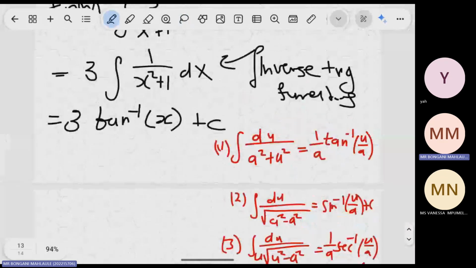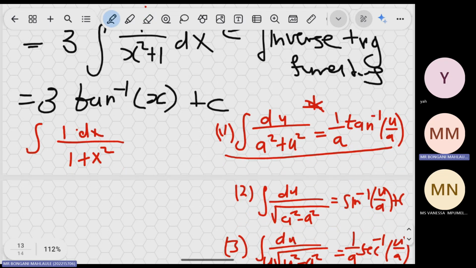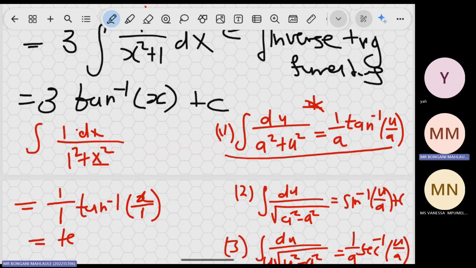So now, what is the value of our a? We're having this identity, this property. We're having 1, and then x squared, meaning our a is 1, since this one can be written as 1 squared. So I will have 1 over 1, the arctan of x over a, which is 1, which will be the arctan of x. Just showing you how that property works.